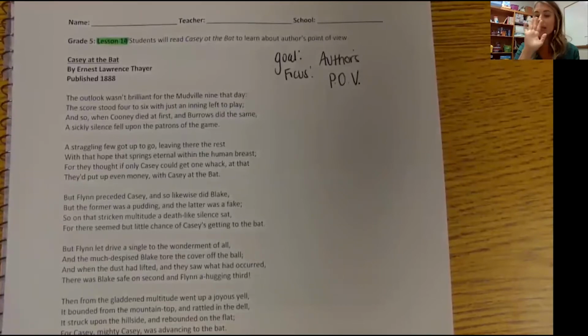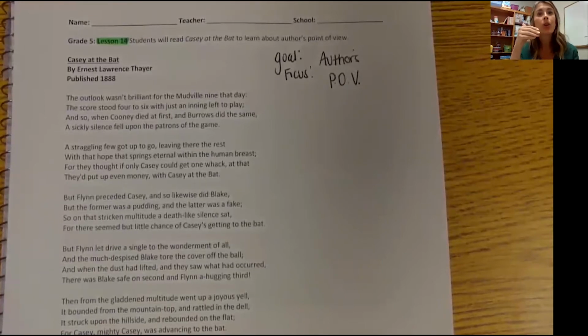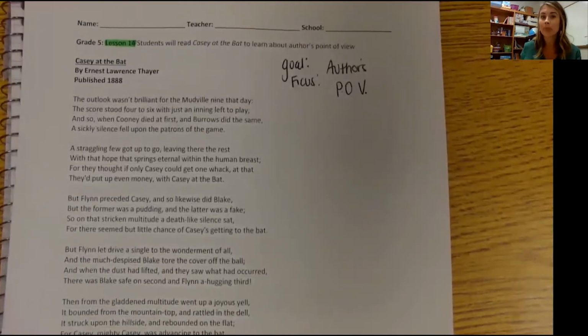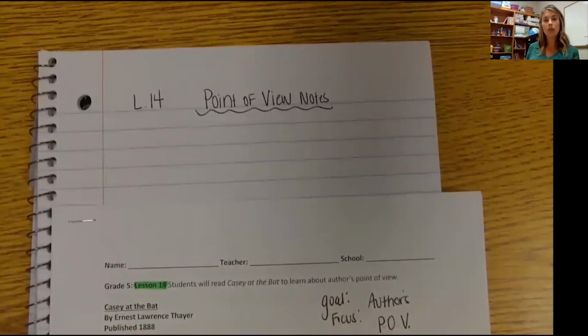Now, today as we read, we're going to be taking some notes together on your paper. So to begin, let's write a header at the top of our notes. We're not going to do a T-chart. We're just going to write some notes and then use bullet points. So go ahead and in capital letters at the top of your page, write point of view notes. I have it here. Point of view notes.